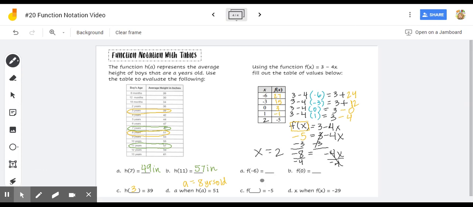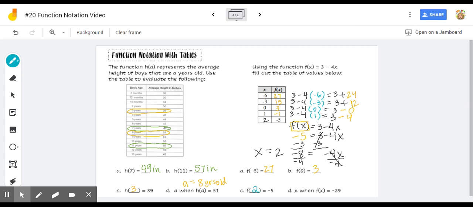All right, now let's fill in our table, or our function notation. So f of -6, what is its output? Well, we found it to be 27. f of 0 was positive 3. And who came out with -5? Well, our input, or x, had to be a positive 2 for -5 to be our output.